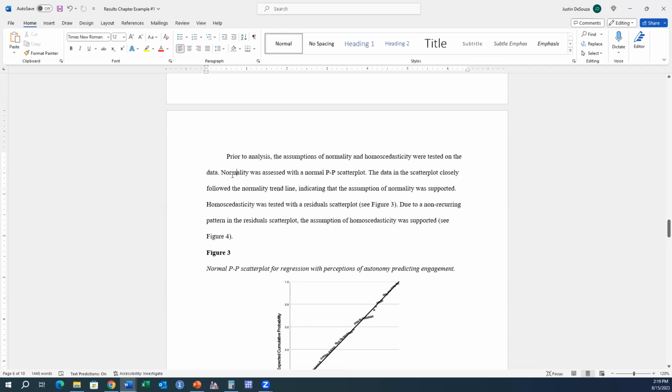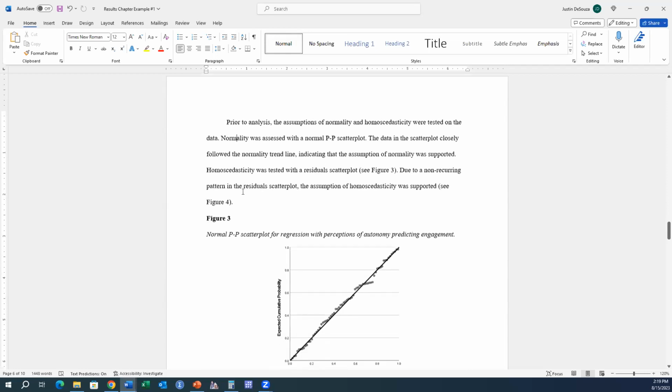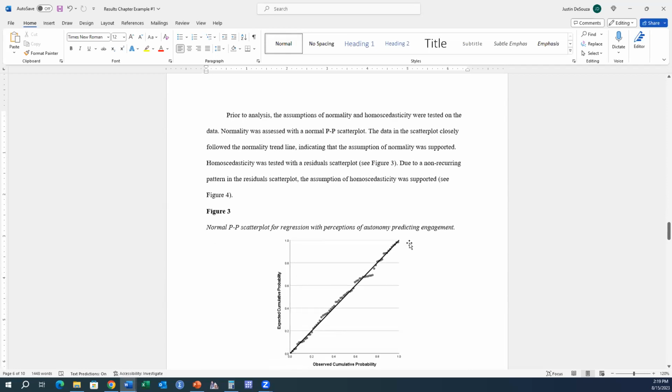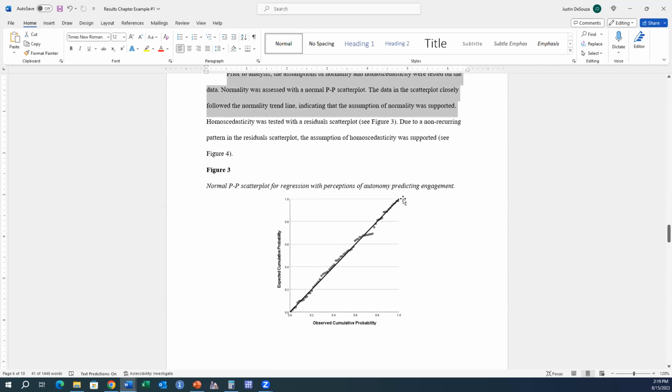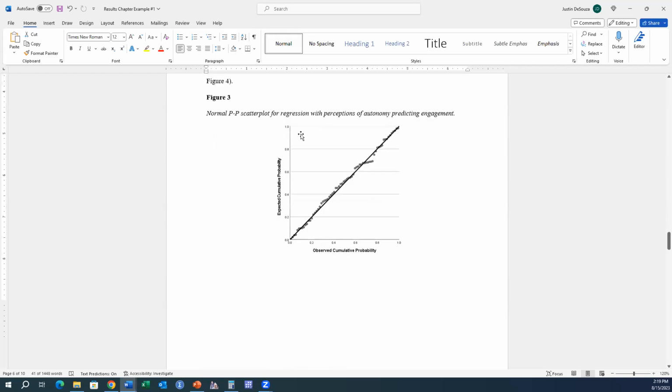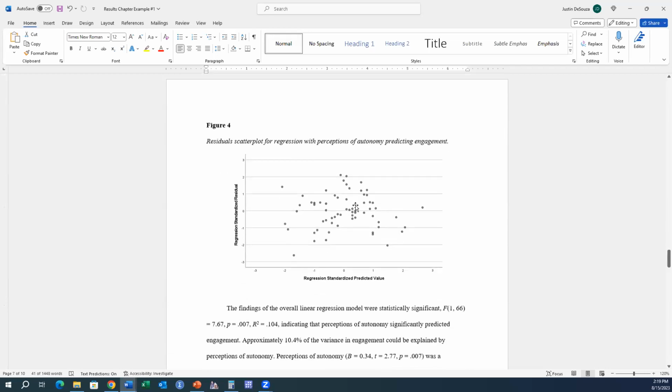And so in this case, for a linear regression, you should check for normality with a PP scatter plot or a QQ scatter plot. And we can see that the data closely followed this diagonal trend line, which means normality was supported. And then the second assumption is homoscedasticity, which is presented in this scatter plot. And we want random scatter, random spread, showing independence of the observations, which we do see here. So that assumption was supported.